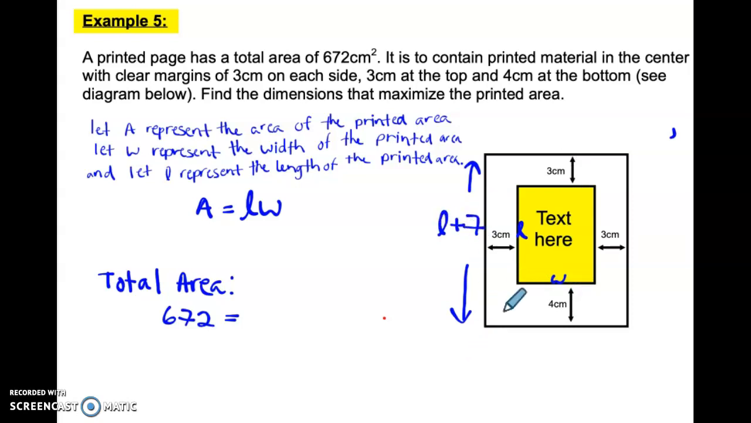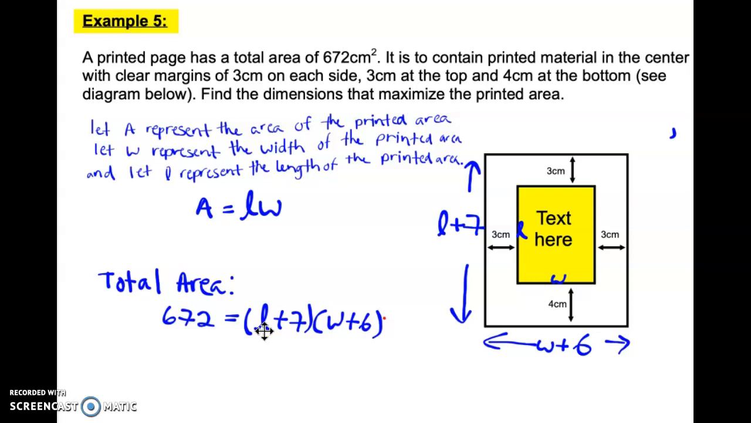So length plus 7. And the width of the full page would be the width of the printed area, so W, plus the 2 extra sides, so plus those 2 3 centimeter sides, so plus 6. So our total area is going to be 672 equals L plus 7 times W plus 6. Okay, and that does give us a second equation that only involves 2 variables. The hard part here is that we have to isolate one of those variables.